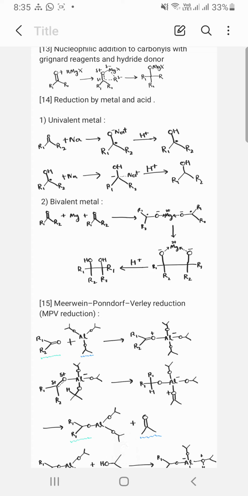Reduction of metal and acid, that's the usual reduction we have seen till now. Okay, univalent metal.